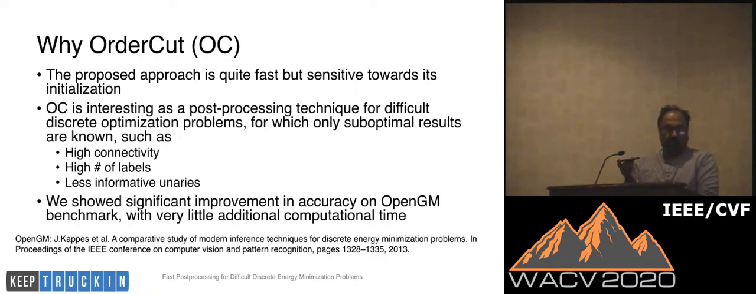certain datasets. The key use case of our approach is as a post-processing technique for difficult second-order discrete energy minimization problems. This includes problems for which the unary terms are not very informative, or when the label space is large, or when the underlying graph has high connectivity. In our comparative evaluation on the OpenGM benchmark, we showed that we can improve on the accuracy of the standard techniques for such problems with very little additional computational time.